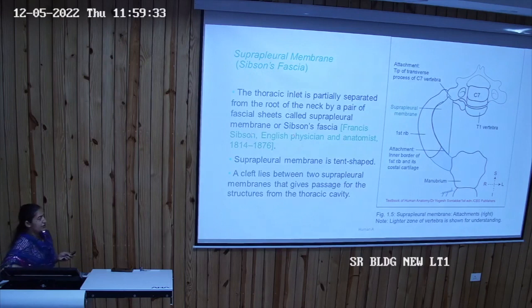So Sibson's fascia is also called the suprapleural membrane. There is a membrane covering the apex of the lung. Now this membrane extends from C7. I hope you know C7 is cervical vertebra 7. It extends from the transverse process of C7 to the inner border of the first rib. So this is the picture showing you the transverse process of the C7 vertebra. From here it is extending to the inner border of the first rib.